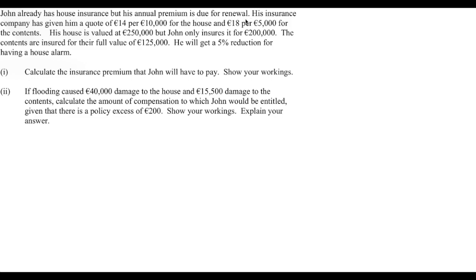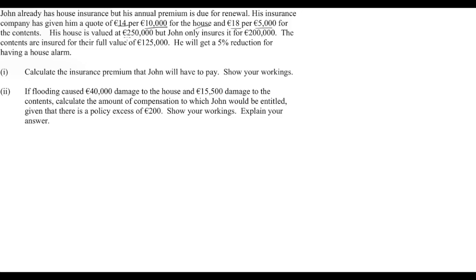So his insurance company have given him a quote of €14 per 10,000 euros. So every 10,000 euros that his house is worth, they'll charge him €14. And that's for the house. And for contents, it's €18 per 5,000.